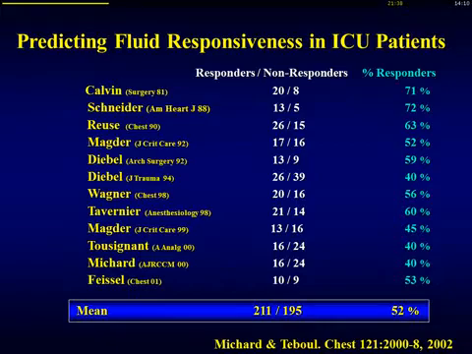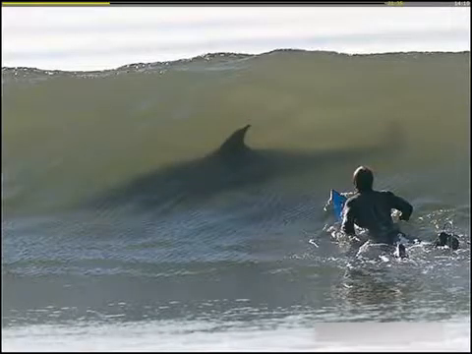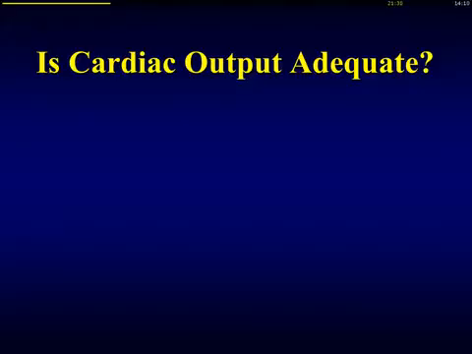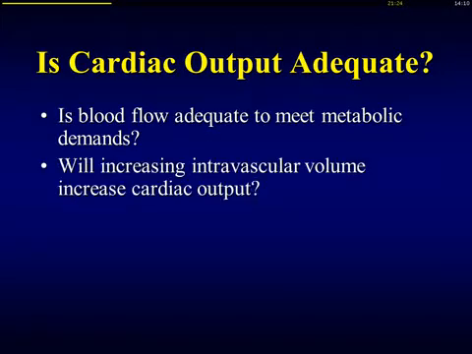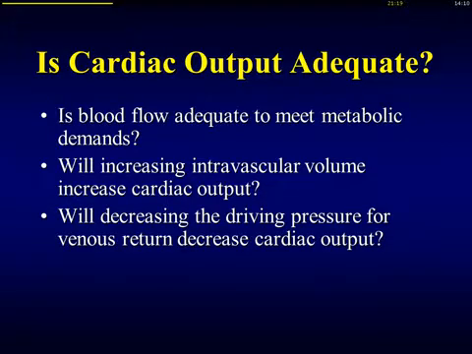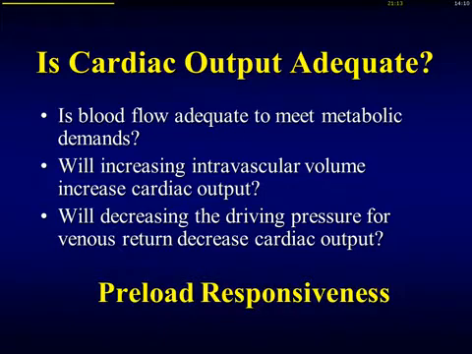That's an important point that really needs to be underlined. There is no question that saline can be dangerous. All my pictures are, by the way, true. They're not photoshopped. So, is the cardiac output adequate? Is the blood flow adequate to meet the metabolic demands? If I increase intravascular volume by giving fluids, will cardiac output go up? If I give PEEP or positive pressure breathing to decrease venous return, will cardiac output go down? From a physiologic perspective, what we're asking is: is our patient preload responsive?